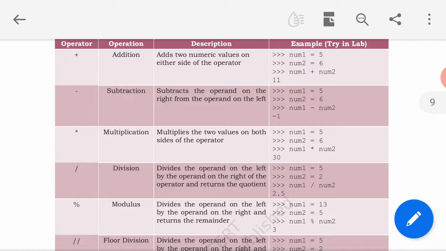Next is multiplication operator. Multiplication operator multiplies the two values on both sides of the operator. You can see num1 is having the value 5, num2 is having value 6. So on multiplying these two, answer will be 30. Similarly, division operator, num1 divided by num2 it will give you the decimal value, that is floating point number 2.5.